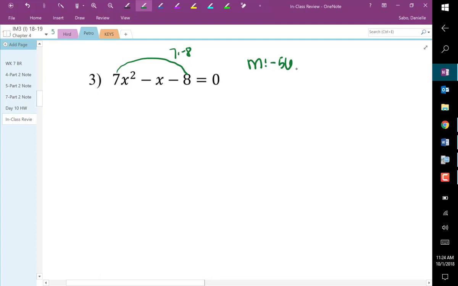Very good. Okay, and adds to the middle term. It's always the middle guy. So negative 1. There's a 1 in front of that x. Okay, so now I'm going to list out my chart. I have 1 in 56. That's not going to work.